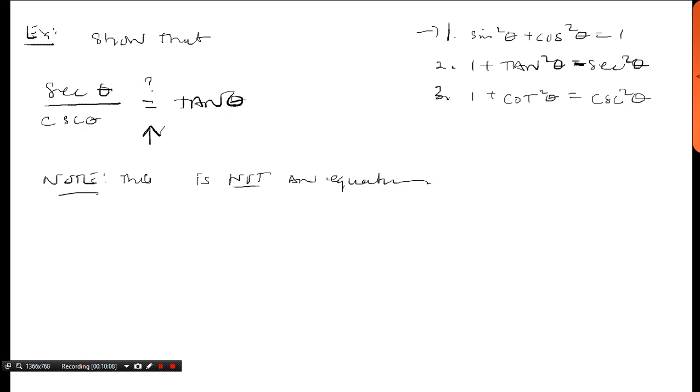So what you have to do is manipulate one side, never crossing over. Manipulate one side and try to turn it into the other side. So what's the easiest way to do this? Well, you just use the definitions. You know what secant and cosecant are, and you know what tangent is. We're just working one side, and this is a good strategy.